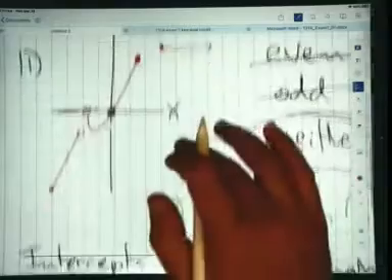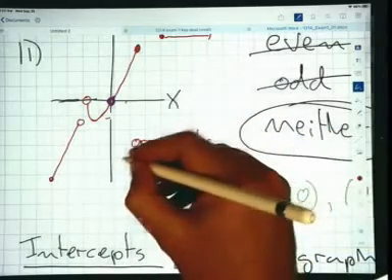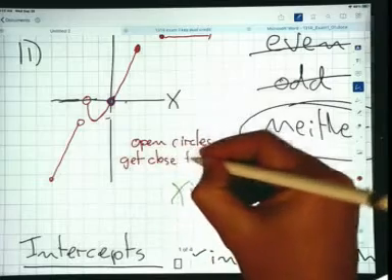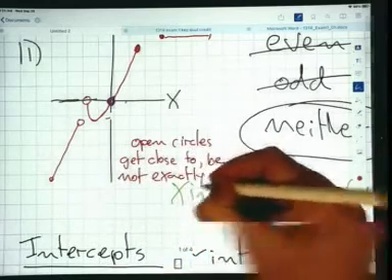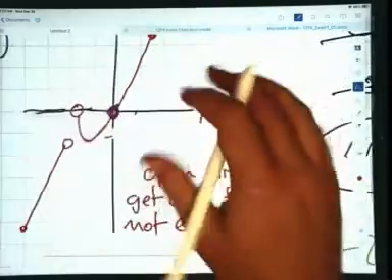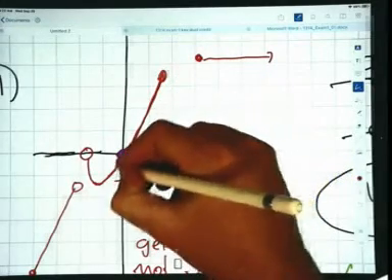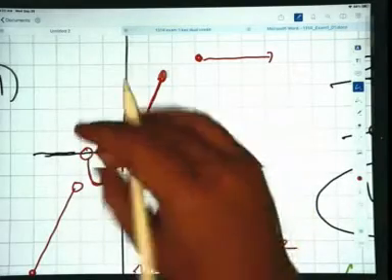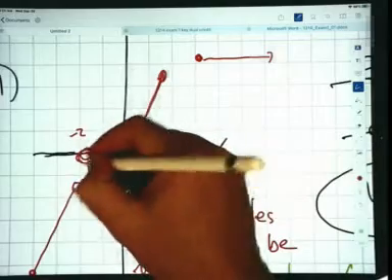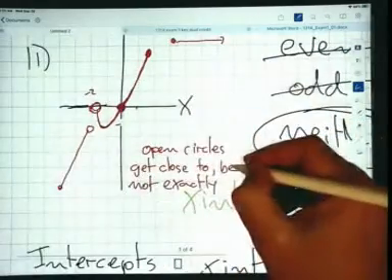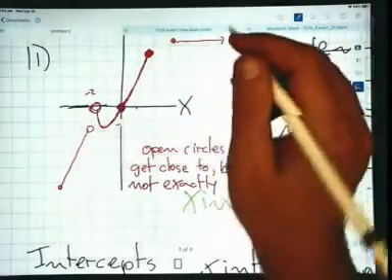And here's why. Open circles mean that we get close to, but not exactly. So, if you were to be writing this graph, let's write the graph from right to left. So I'm going down, down, down, down, down, down, down. I cross the x-intercept here at 0, 0. Then I start coming back up. So I'm going to get really, really close to negative 2 on the x-axis. But I'm never going to reach it because I have an open circle. So open circles mean that we get close to, but we're not going to get exactly that value. Whereas over here, because we have that solid circle, that means we get exactly to that value.